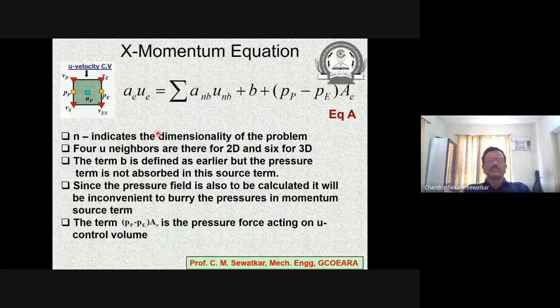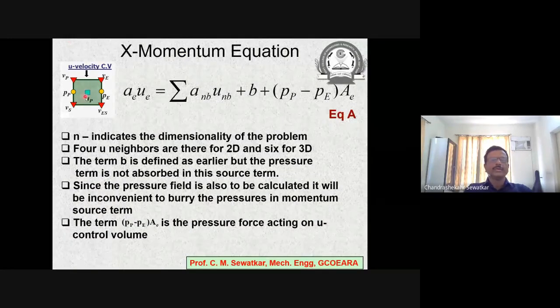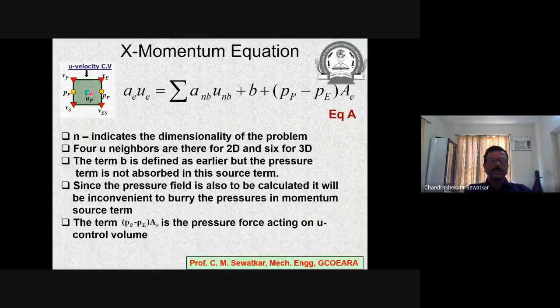So now, if it is an X momentum equation, let's say for the U control volume, I apply it to the X momentum equation and solve for U. This is my UP, this is PE, this is PP. This UP is essentially a velocity on the east face of a main control volume.